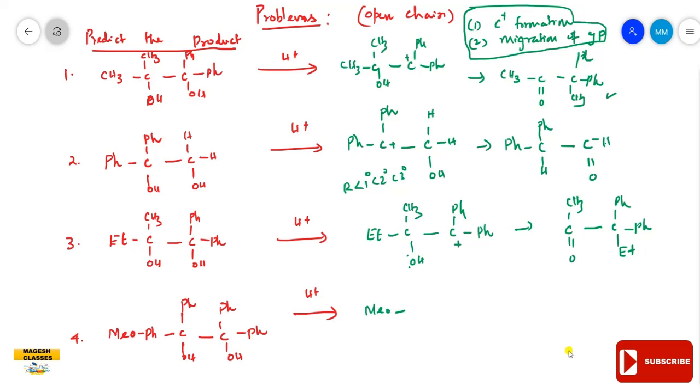MeO, Ph, C, Ph plus, here it is Ph and OH. What is the second step? It is a migration of this phenyl group to that side. So the pinacolone is like this, C double bond O Ph. So this is a pinacolone.